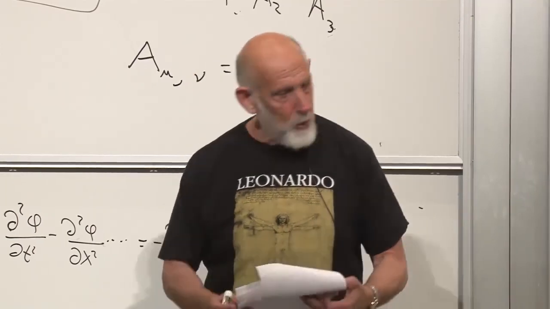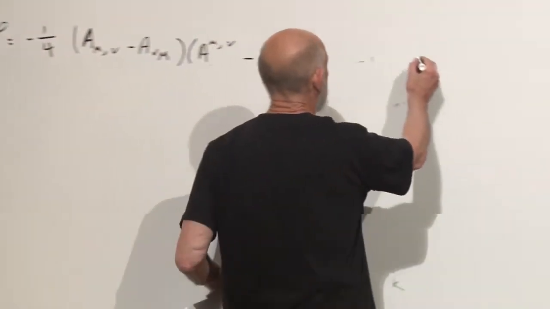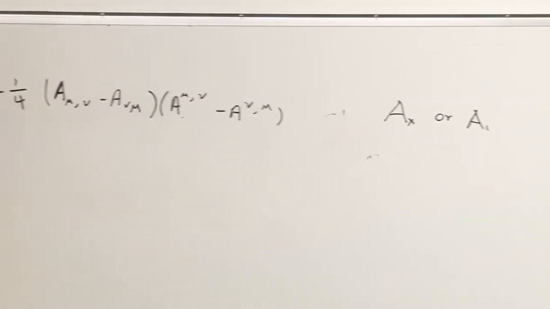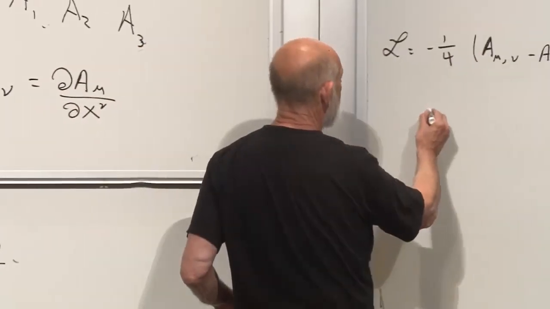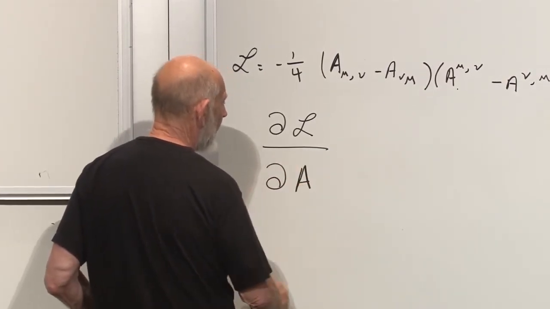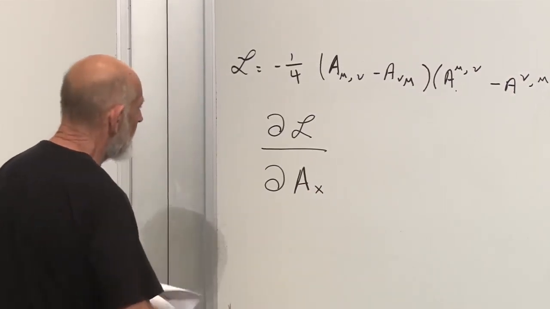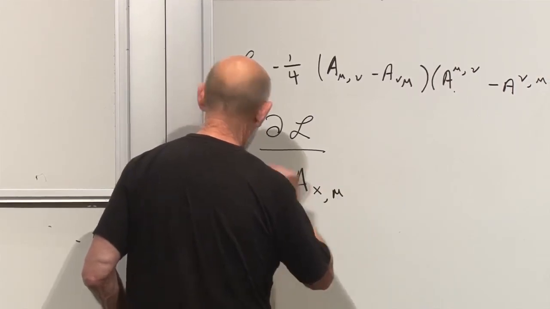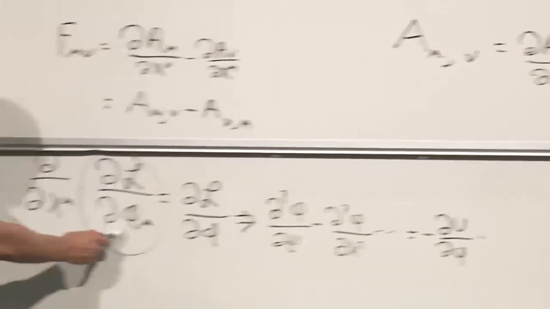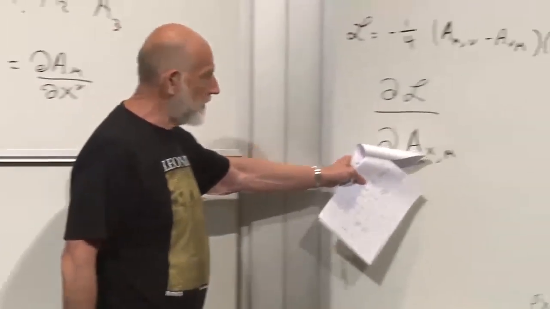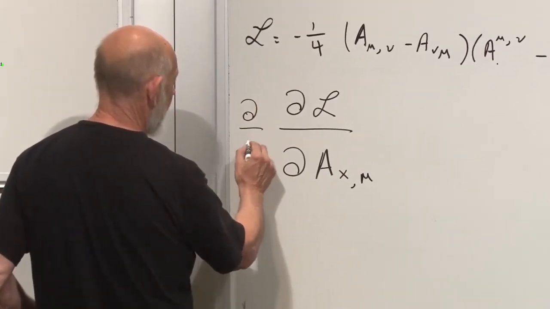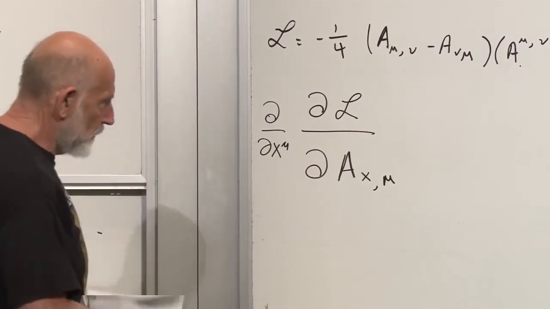Let's work out the equation of motion for the component A sub x, or what's the same thing, A sub 1. The first thing we have to do is compute the partial derivative of L with respect to A x comma mu. That's the analog of this object over here, except where phi is given by AX. And then we have to differentiate it with respect to x mu. But let's do that later. We'll do that in a minute.